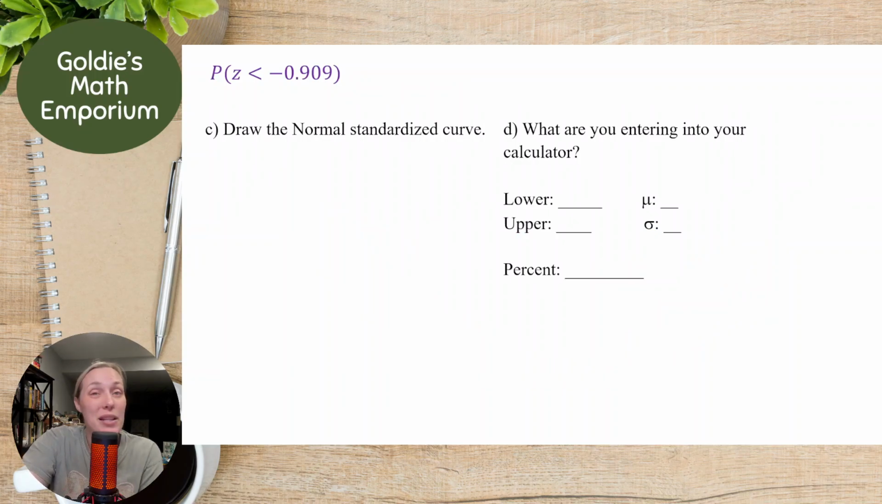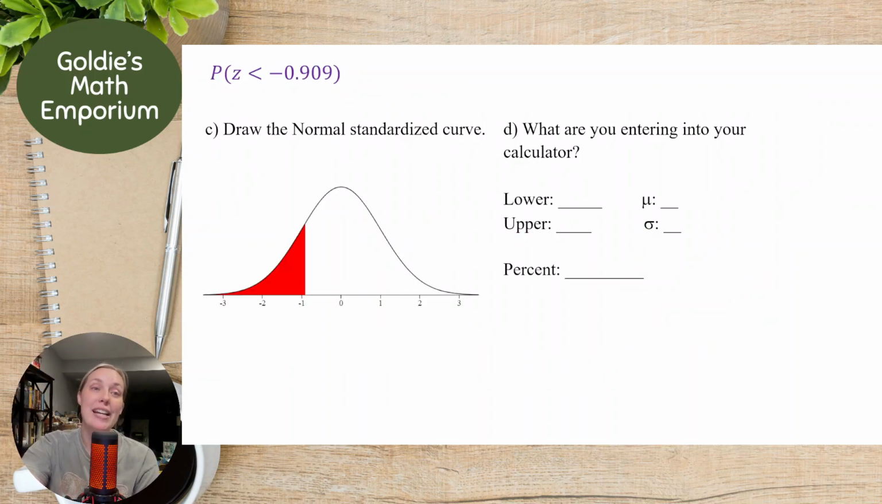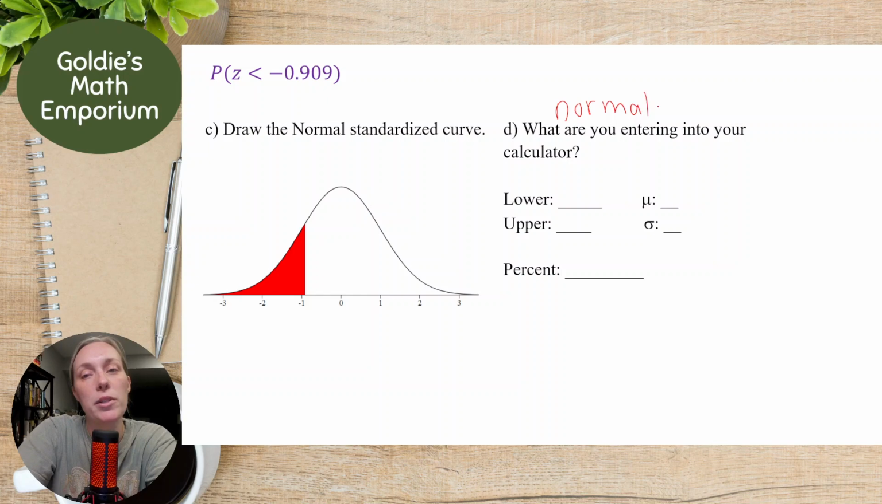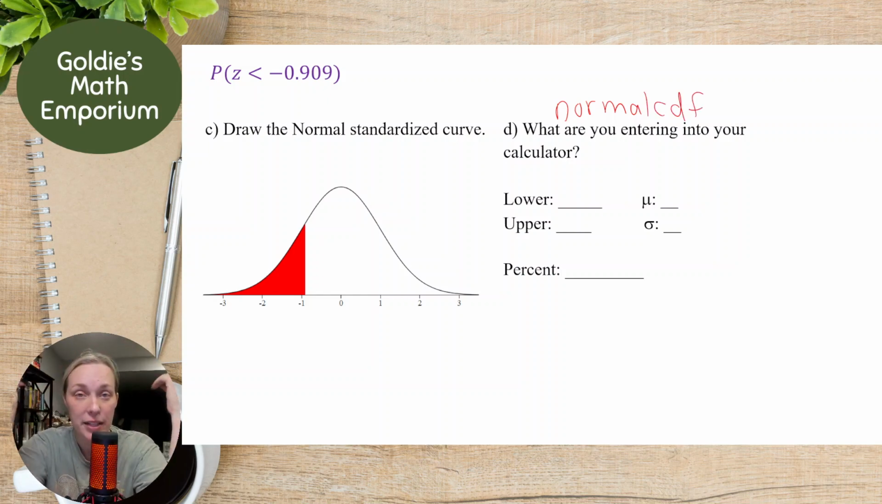And that's where we left off at our last set of notes. We know how to draw this normal curve. Negative 0.909 is almost to negative 1, right? So we can draw our normal curve. We're going to shade the area to the left because that's what we're trying to find. And then what are we entering into our calculator? Remember, we're looking at normal CDF. That's second VARS on your graphing calculator to get those distributions. Number 2 is normal CDF.